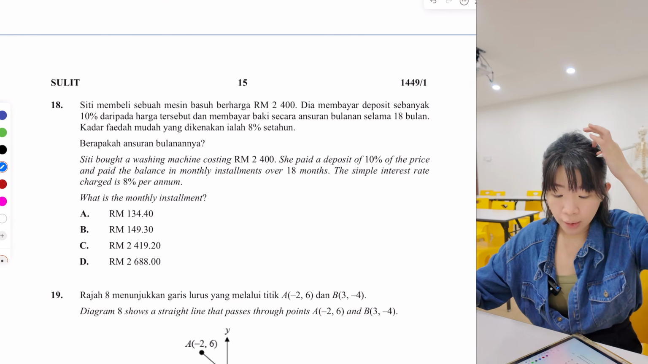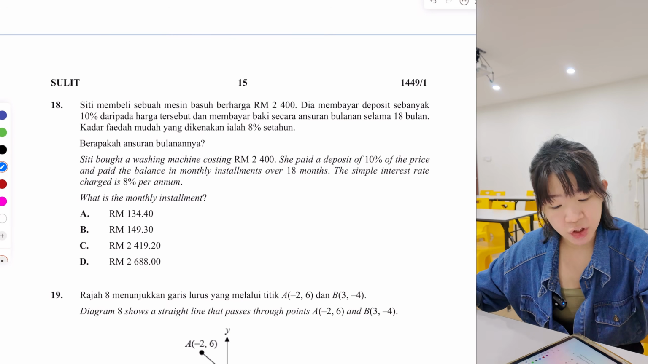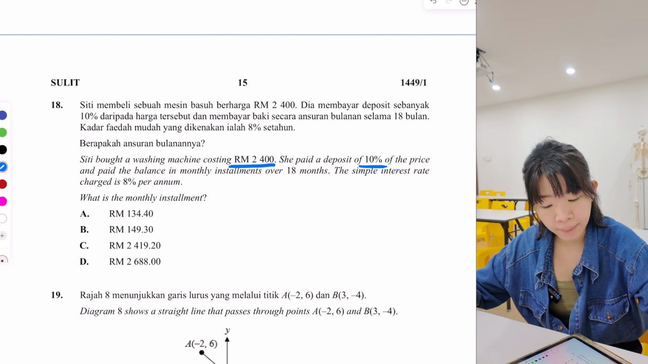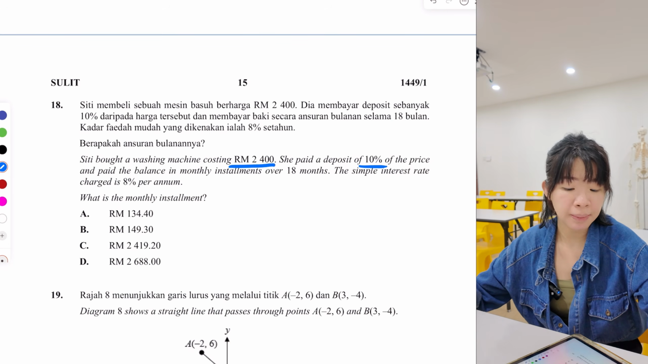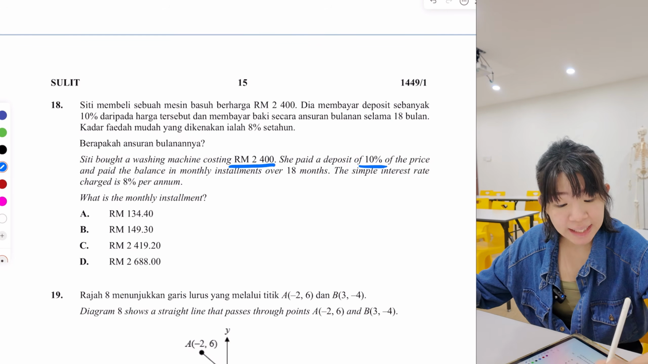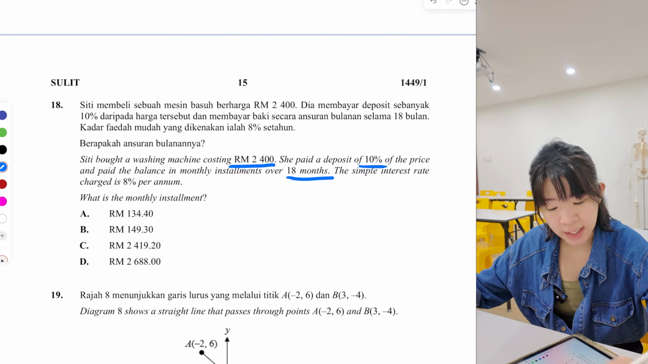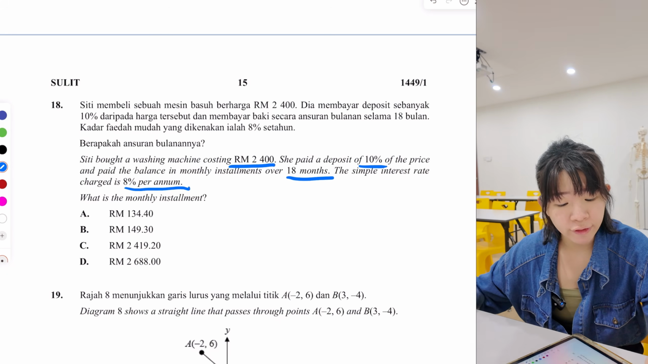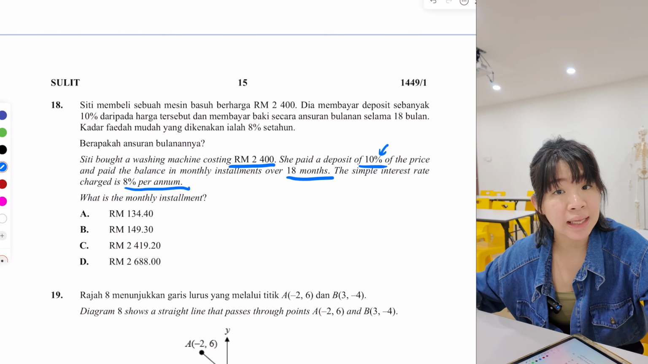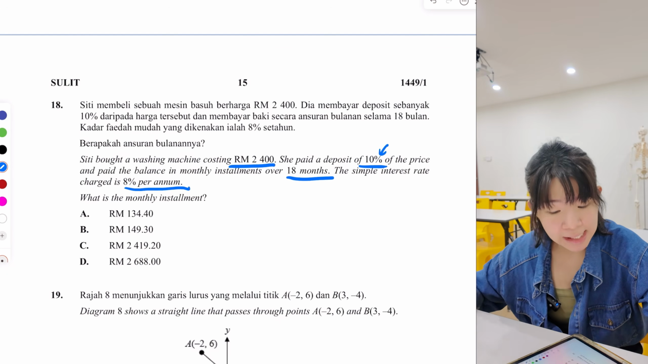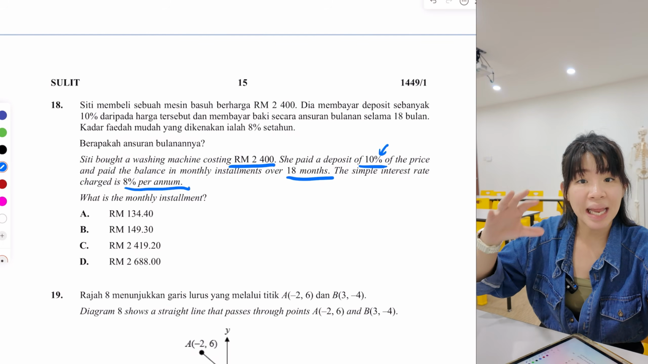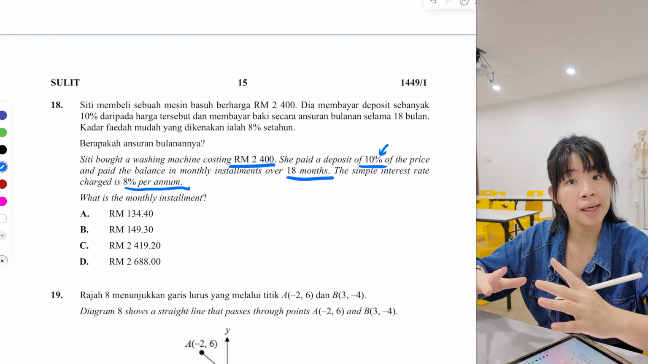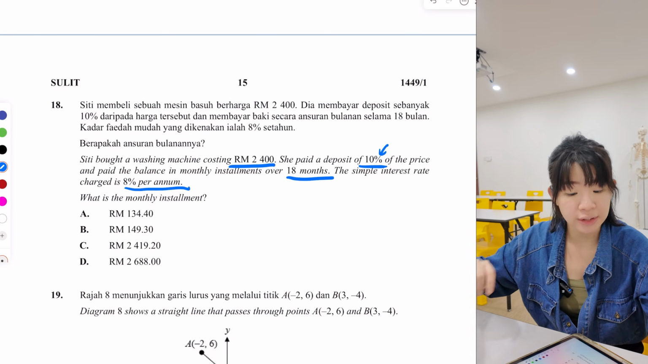Okay, question 18. Siti bought a washing machine, cost 2,400. She paid deposit 10% of the price and the balance is paid in monthly installment over 18 months. The simple interest rate is 8% per annum. What is the monthly installment? Okay, first, she already paid 10% deposit. So meaning at the end, she is only taking 90% of loan because 10% already paid. So the remaining is actually how much? So that's the first thing we need to find.